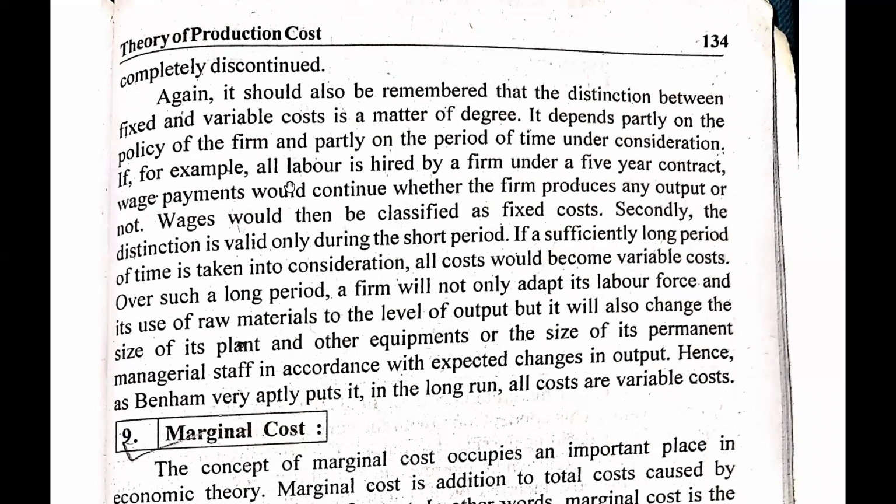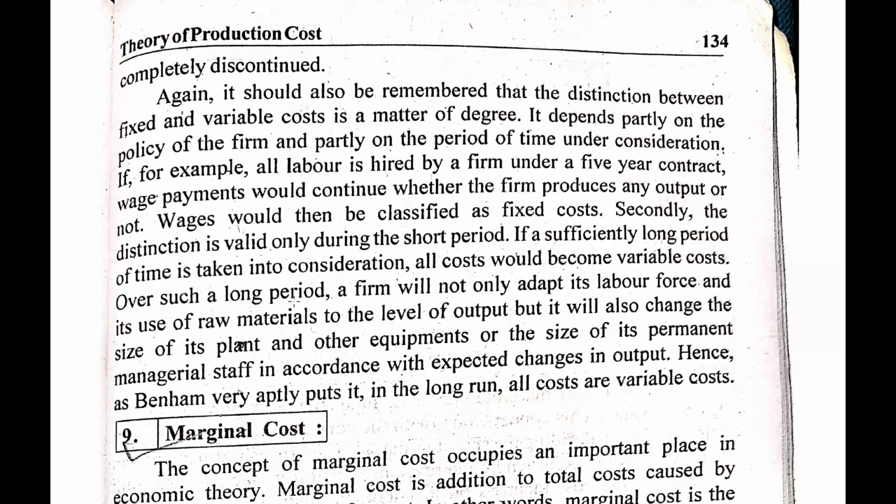So, for example, all labor is hired by a firm under a 5-year contract. Wage payment would continue whether the firm produces any output or not. Wages would then be classified as fixed cost. Secondly, the distinction is valid only during the short period. If a sufficiently long period of time is taken into consideration, all cost would become variable cost.